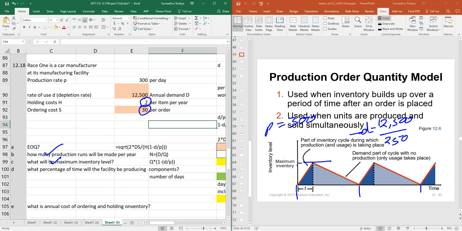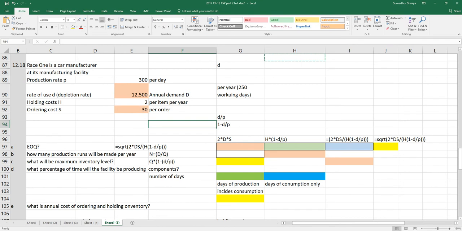Then what percentage of the time will the facility be producing? So let's say this happens for 2 days, such that for the next 8 days nothing is produced, only consumption is being done, then we can say 2 divided by 2 plus 8. So production is done 20% of the time. And then the usual thing, what is the annual cost of ordering and holding the inventory. Okay, so let's solve this.